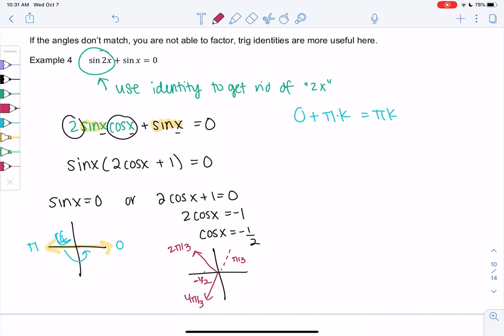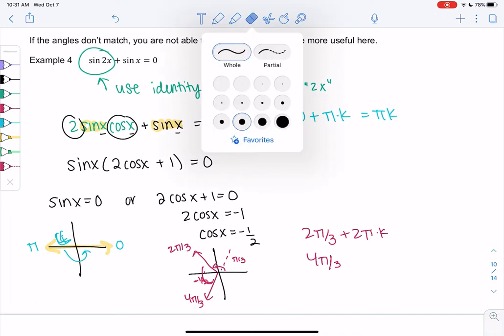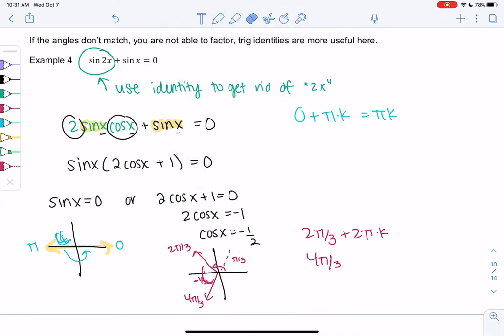And then both of these will be plus 2 pi k. And then you can't combine them because they're different distances, right? These distances aren't the same. So combining them was a special case only for 0 and pi. So we're going to have three solutions again.